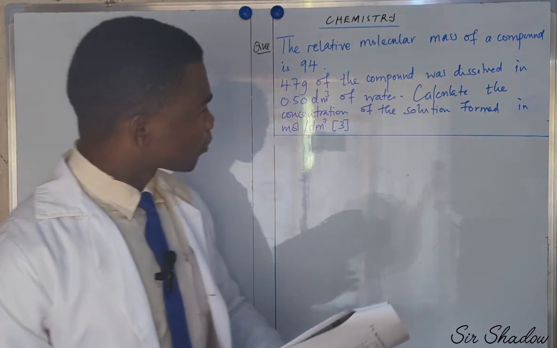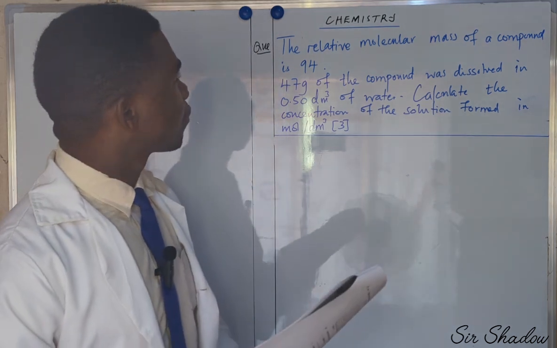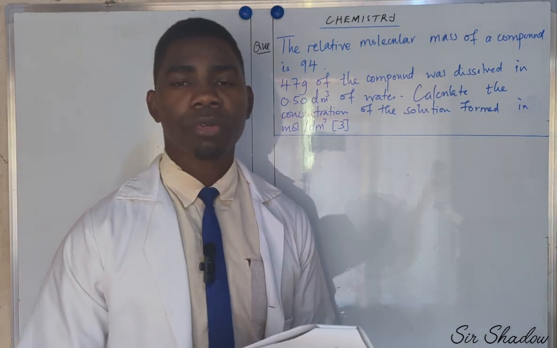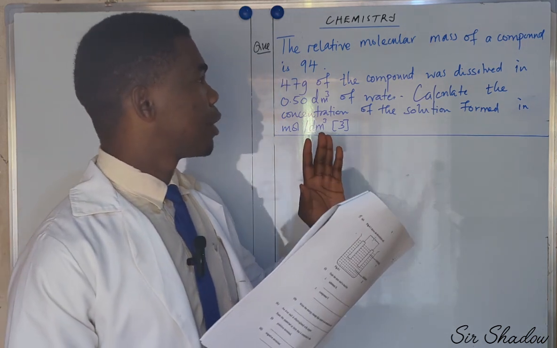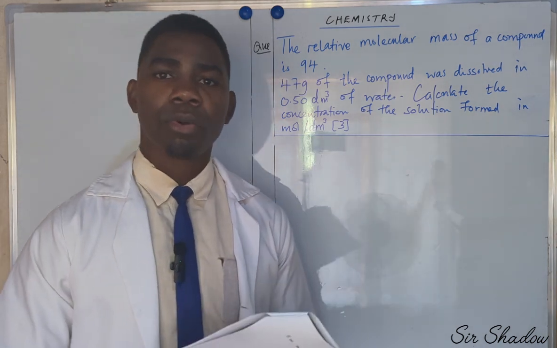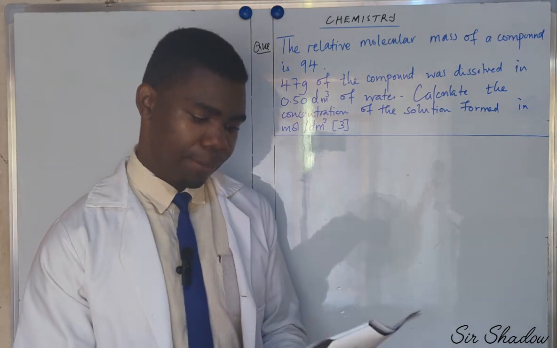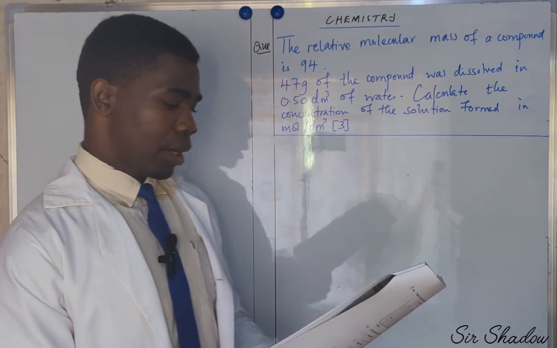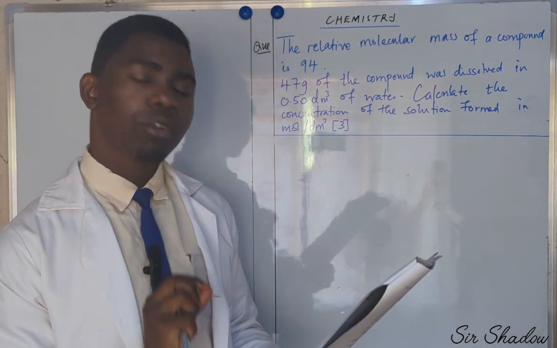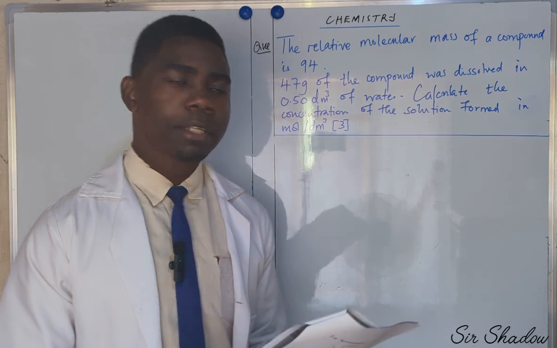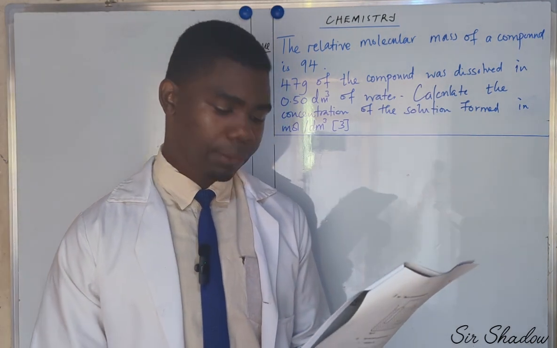All right. So we are given a question based on stoichiometry and more concepts, from a past exam paper. The question is: a relative molecular mass of a compound is 94.